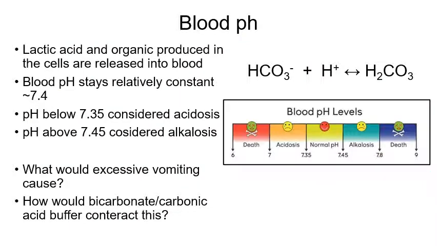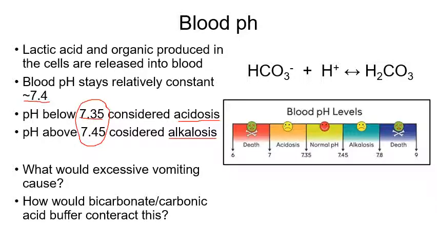So as I said, your blood pH stays within that range. Anything below 7.35 would be considered acidosis. Anything above, your blood pH is considered alkalosis. So you can see, where does blood pH fall on the scale? Blood pH on the pH scale is more alkaline. It is greater than 7. It's not below 7. If it was below 7, it would be more acidic. So we keep this relatively constant.